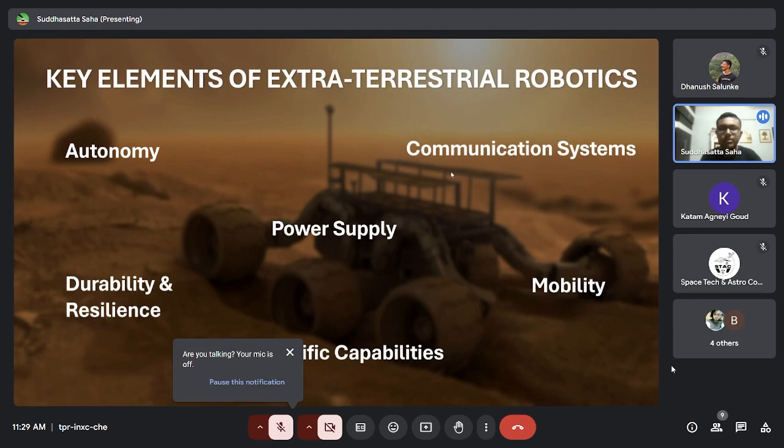So the rovers must be able to do that, because it is not always possible to remotely control them from Earth, or any spacecraft nearby, or any orbiter for that matter. So we need something that makes them much more autonomous in their operational nature. Now we come to another important aspect and key element of extraterrestrial robotics, which is durability and resilience.